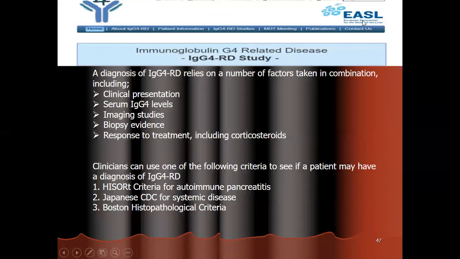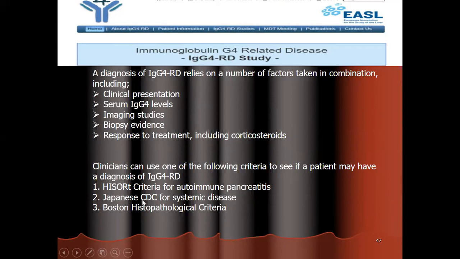For example, the EASL, European Association for the Study of Liver Disease, mentioned that diagnosis of IgG4-related disease relies on a number of factors taken in combination, including clinical presentation, IgG4 levels, imaging studies, biopsy evidence, and response to treatment, including corticosteroids. And they recommend that clinicians can use one of the following criteria to see if a patient may have a diagnosis of IgG4-related disease. There is HISORT criteria.